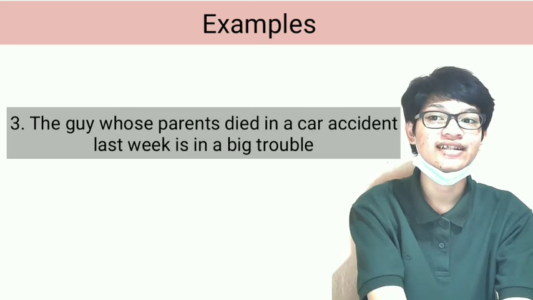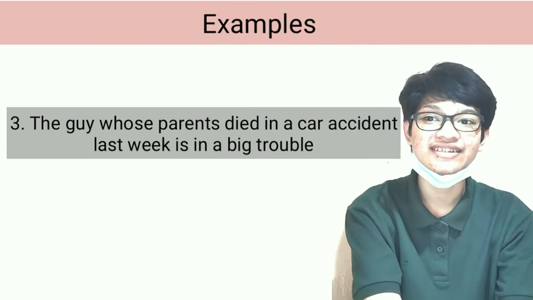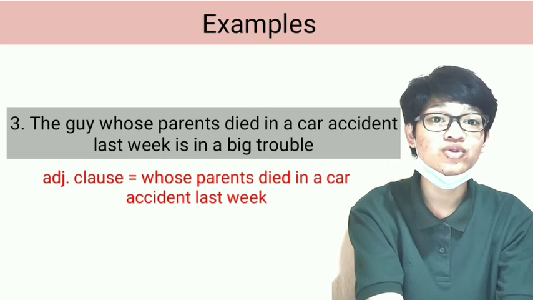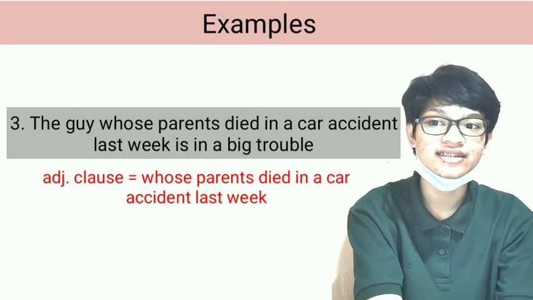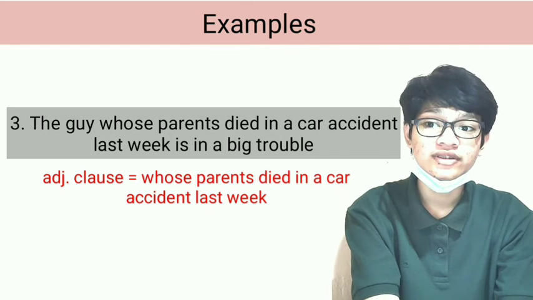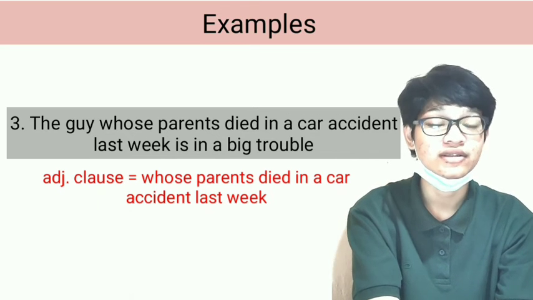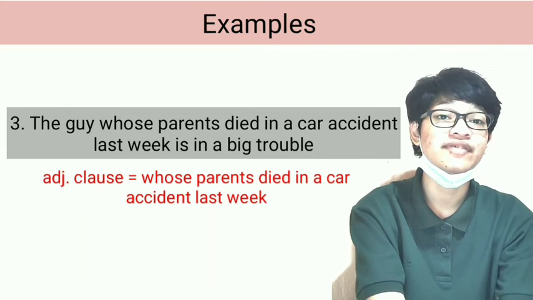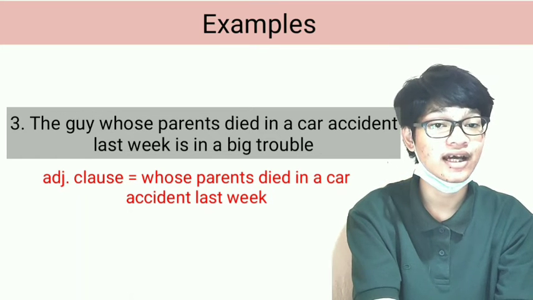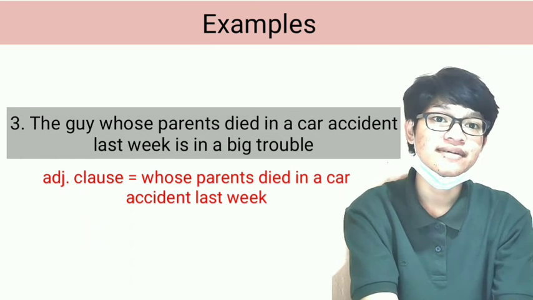And the third: The guy whose parents died in a car accident last week is in big trouble. So, in the sentence the adjective clause whose parents died in a car accident last week is giving information about the noun guy. Whose is used to show the possession of a person. The guy whose parents died in a car accident last week. So, this adjective clause is giving essential information about the noun guy. Which guy? Whose parents died in a car accident last week, is in big trouble.